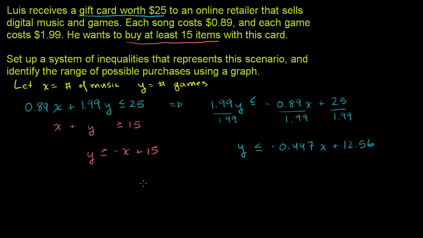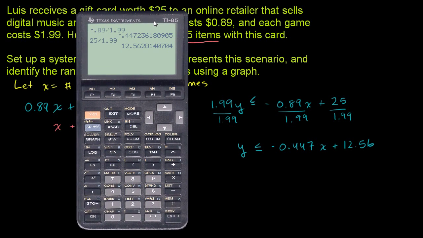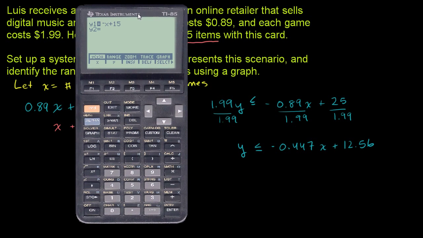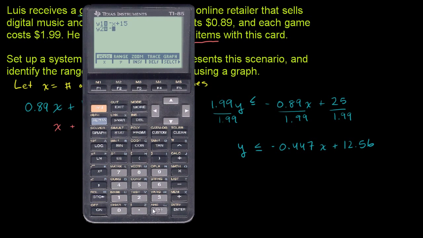Or let's graph the lines and then think about the region of overlap. So if I have my calculator out, I should have it in a place where I could look at both graphs. So let me click on graph. Y equals, so this first one is negative x plus 15. And then press enter. The second equation is negative 0.447x plus 12.56. And now we're ready to graph them.